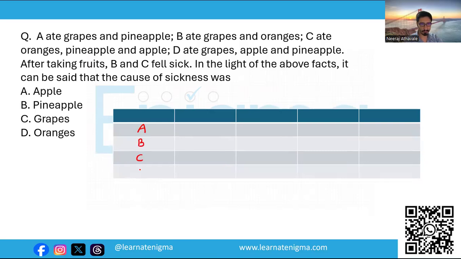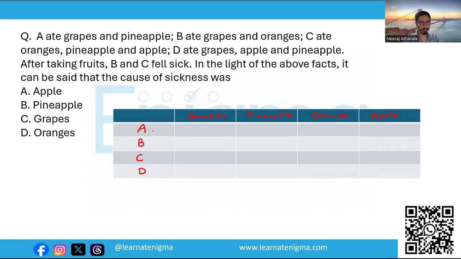These are the four people A, B, C, D. We have grapes, pineapple, oranges, and apple.